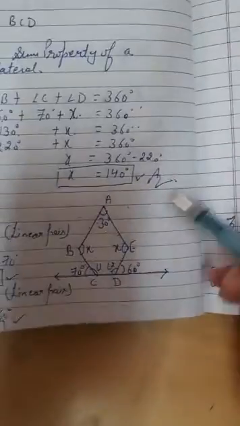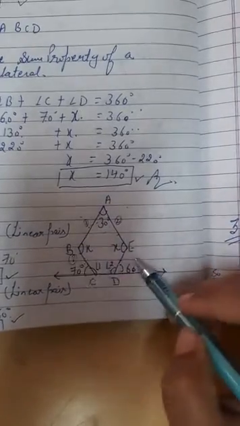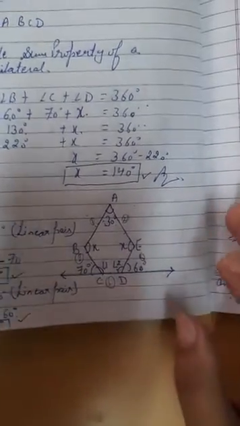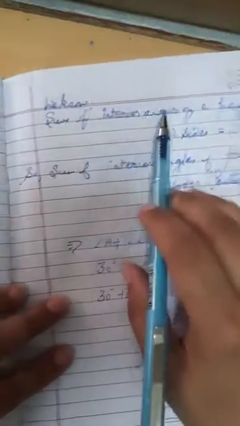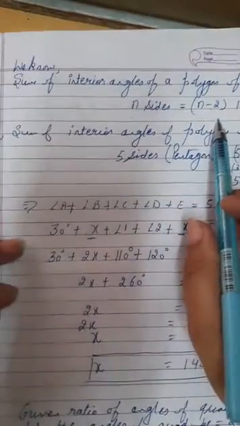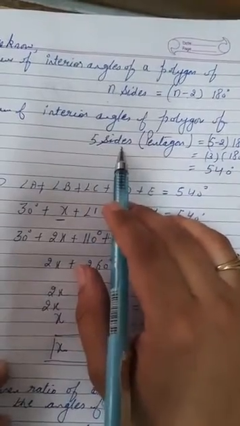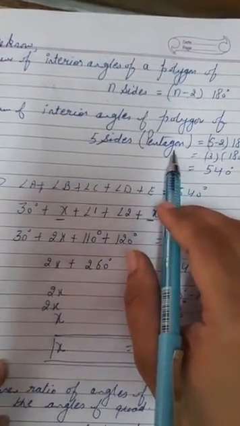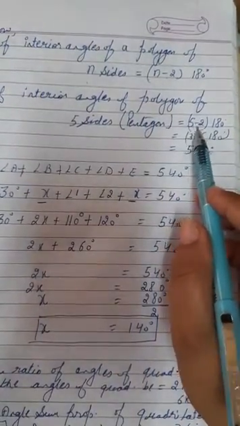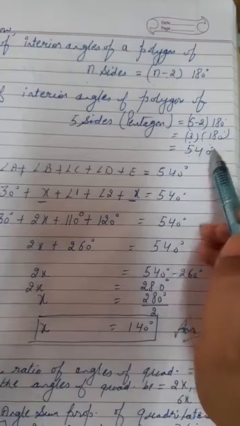Now, this is a polygon having 5 sides. First side, second side, third side, fourth side, fifth side. And we have a formula that the sum of interior angles of a polygon of n sides is equal to (n minus 2) into 180 degrees. As the given polygon is of 5 sides, and we also know that this polygon is known as a pentagon, I am substituting the value of n as 5. So I am getting (5 minus 2) into 180 degrees, 3 into 180 degrees, 18 into 3, 540 degrees.